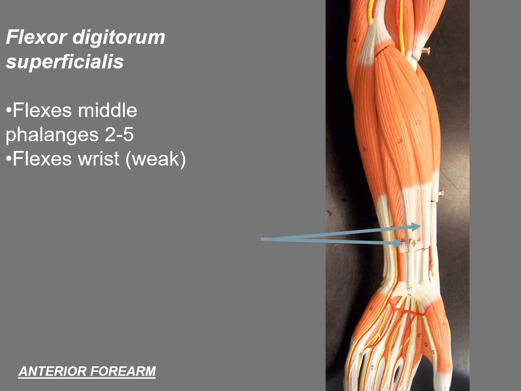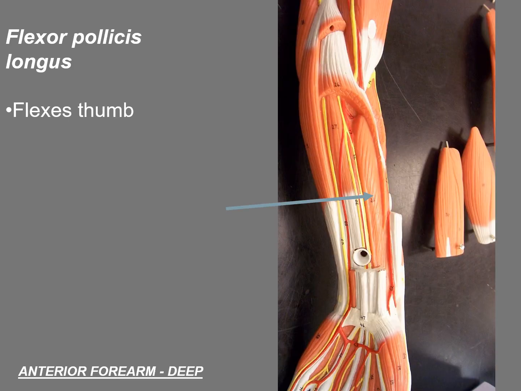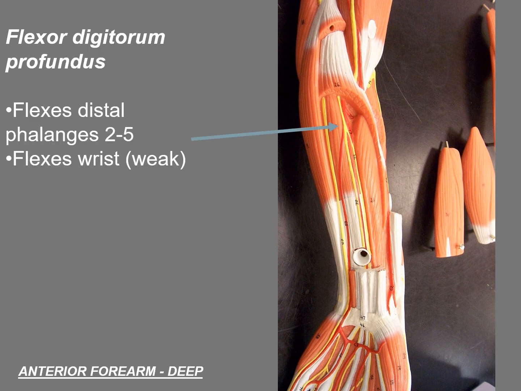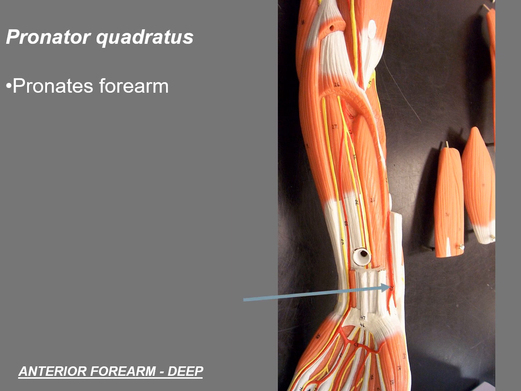Flexor digitorum superficialis. Superficialis obviously means more superficial. It's not going to be one of your deep muscles. It's going to be involved, digitorum, with the digits, the phalanges. It's helping to move the wrist a little bit, but mainly with movement of your phalanges 2 through 5. Flexor pollicis longus is helping with the thumb now, to flex the thumb. Flexor digitorum profundus is going to also assist with flexing the phalanges and also weakly helping with the wrist. Pronator quadratus is going to help pronate the forearm.